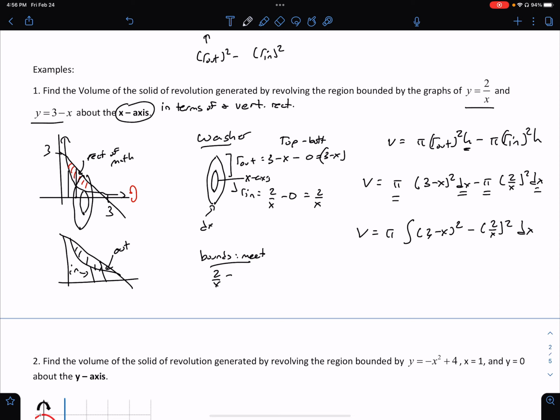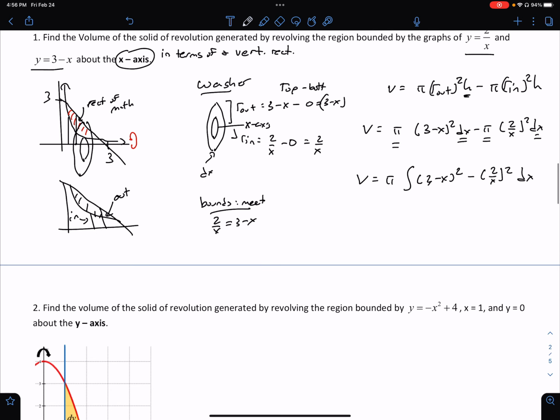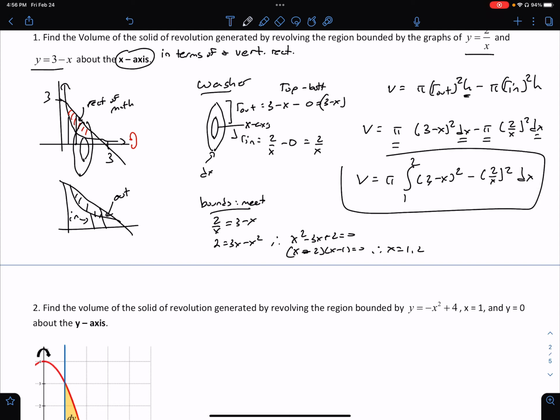That's where 2 over x equals 3 minus x. Ugh, this is not going to turn out too pretty. We will get 2 equals 3x minus x squared, or x squared minus 3x plus 2 equals 0. And we would factor that as (x minus 2)(x minus 1) equals 0, so therefore x is just 1 and 2. And there we go, there is our integral, and you can solve that if you feel like it.